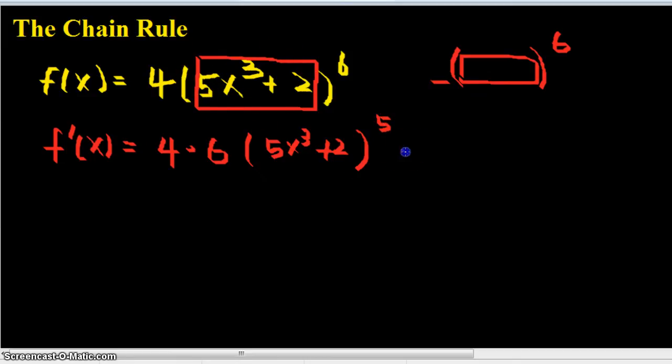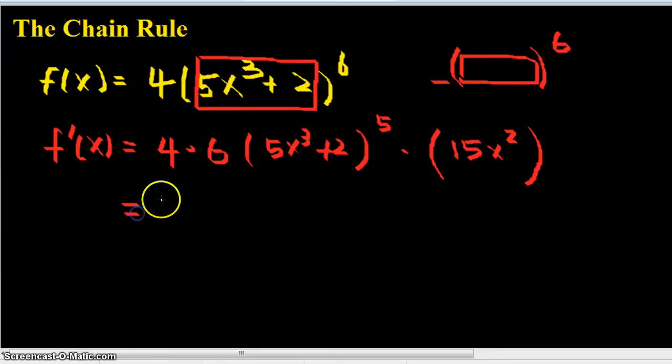So I'm just applying the simple power rule to the box, but I'm not done yet. This is chain rule, so there is going to be a chain reaction. After applying the power rule to the box, I need to find the derivative of the box. If I differentiate 5x cubed plus 2, the 3 comes down and multiplies the 5, and I get 15x squared. The plus 2 just goes away. I would recommend you use parentheses to help you out, just to avoid any possible mistake.